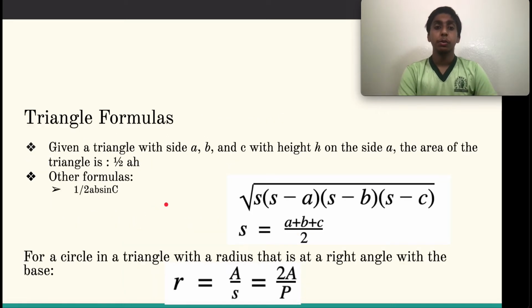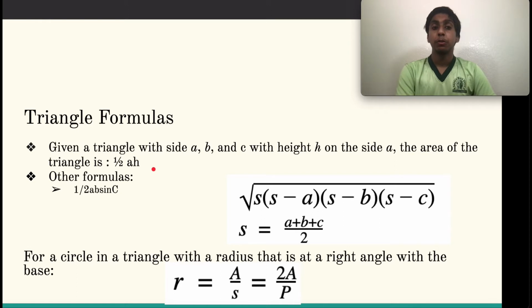Okay, so now let's move on to a few triangle formulas. Okay, so many people know the basic triangle area formula, 1/2 BH, or AH in this case, because A is my base, presumably. So if we have A, B, and C, and we have the height H on the side A, so side A here would be your base. We're just going to call it side A. The area of the triangle is 1/2 AH. You could also write this as 1/2 BH, however you want to write it.